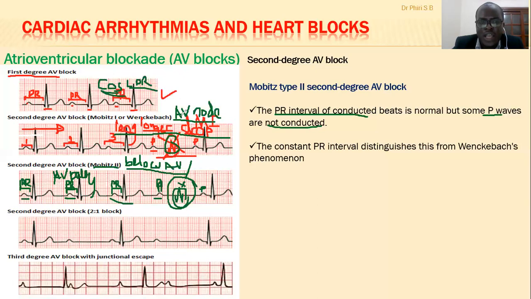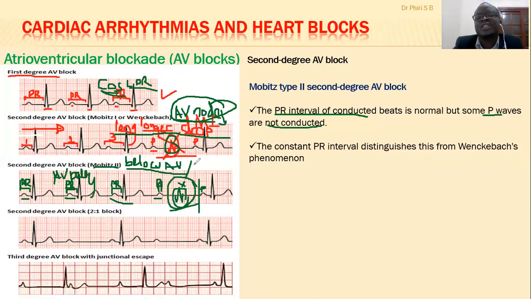Why? It's because the AV node cells are okay. So there is normal delay within the AV node, but this action potential can't pass through the bundle of His. This is where the block is. That's why you have a missing QRS complex. So sometimes it can pass through and then sometimes it won't be allowed. Then you have a missing QRS complex.